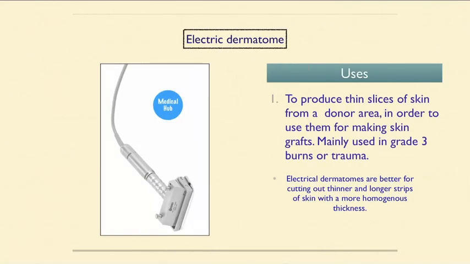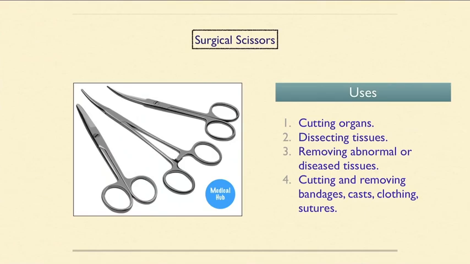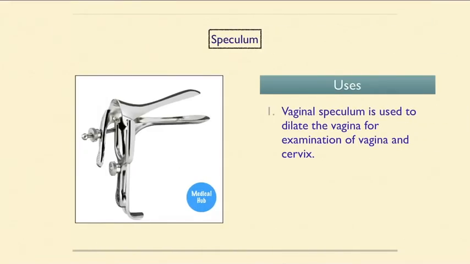Next is electric dermatome. So it is also used to produce thin slices of skin from a donor area in order to use them for making skin grafts, mainly used in grade 3 burns or trauma. Electric dermatomes are better for cutting out thinner and longer strips of skin with a more homogeneous thickness. Next, these are surgical scissors. So these are used for cutting organs, dissecting tissues, removing abnormal or diseased tissues, cutting and removing bandages, casts, clothing and sutures.